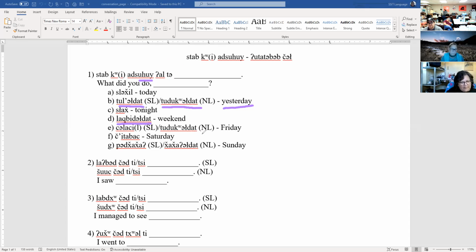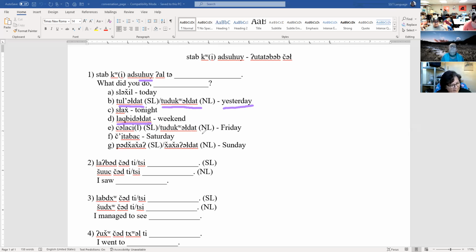So how our days of the week are set up is Sunday is the sacred day. Monday is the day after the sacred day. Tuesday is the second day after the sacred day. Wednesday is the third day after the sacred day. Thursday is the fourth day after the sacred day, right? Of course, Friday is something different.